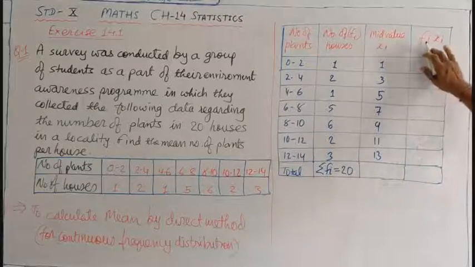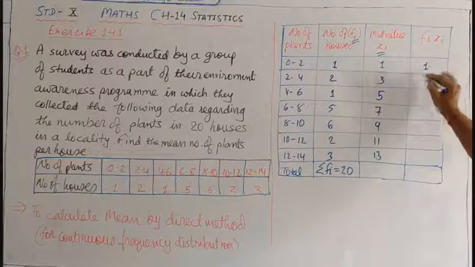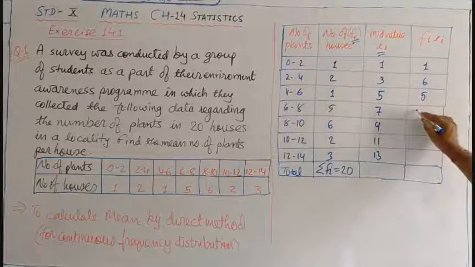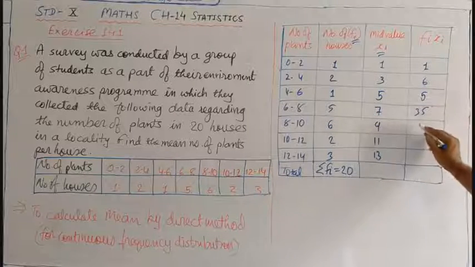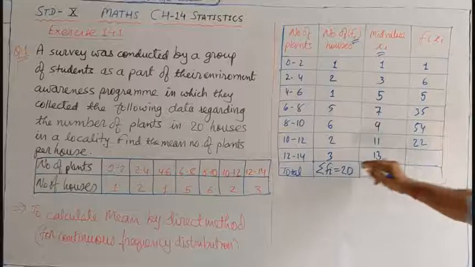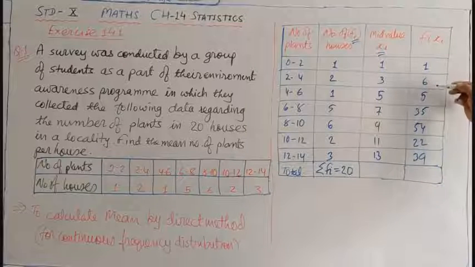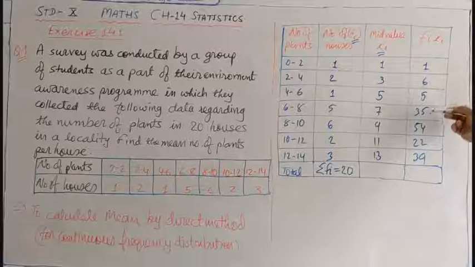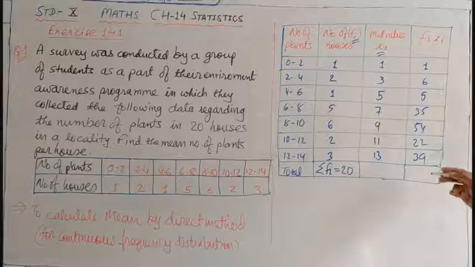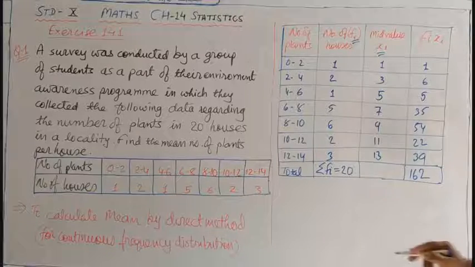Now we have to go for fi xi product. So 1 into 1 is 1, 2 into 3 is 6, 1 into 5 is 5, 5 into 7 is 35, 6 into 9 is 54, 2 into 11 is 22, and 13 into 3 is 39. So now we have to make the total. 1 plus 6 plus 5 plus 35 plus 54 plus 22, and then plus 39, and that is equal to 162. So now we can find the mean.